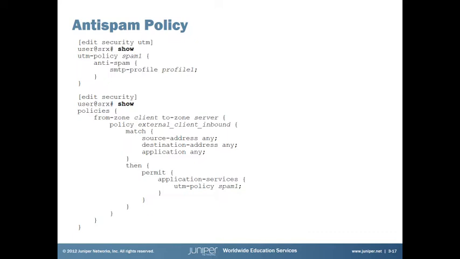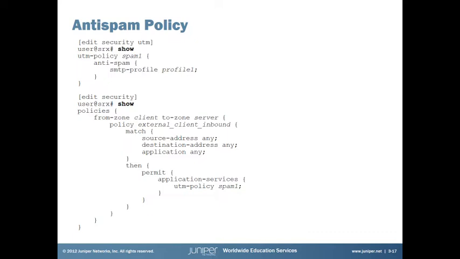So we're setting up a UTM policy. It's just called spam1, and in our security policy, this is how we activate that UTM. This is how we direct traffic into that process. We have a security policy from zone client to zone server, policy external client inbound, and once we get to the commit function, we then have the application services parameter, and we're referencing the UTM policy underneath that.